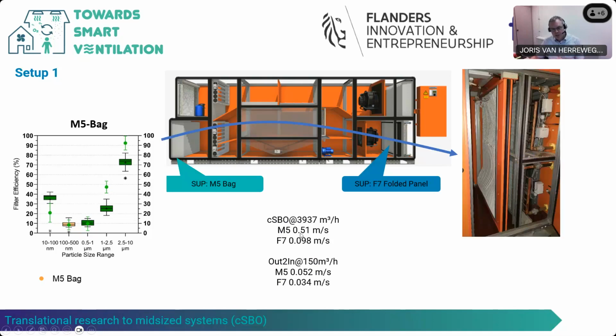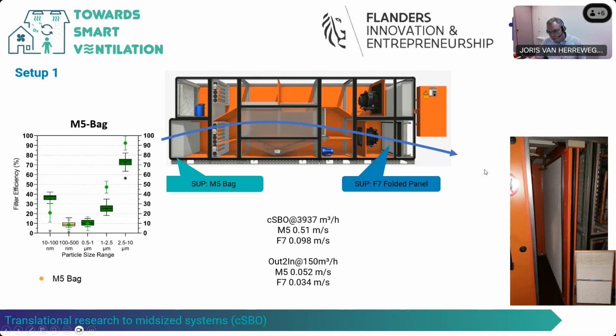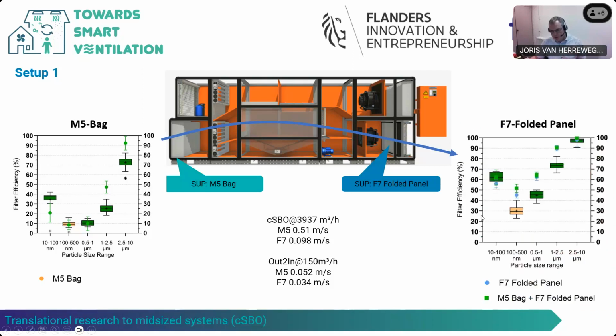When we wanted to measure the efficiency of the F7 folded panel filter, we noticed that the filter was severely damaged. So apparently it couldn't handle the airflow and the filter medium was ripped out of its frame. So we replaced it with a new filter, but with a reinforced version. And then we did our measurements again. Here we see again the measurements on top of our previous results from the follow-up measurements.